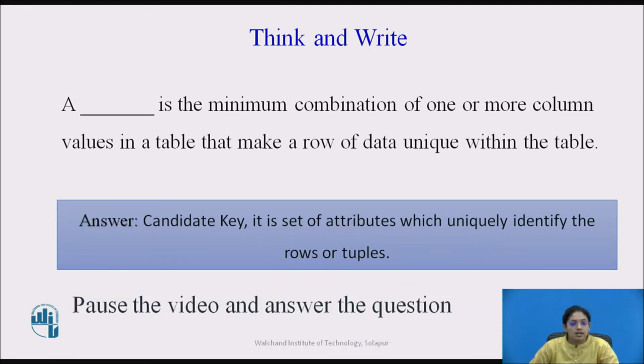The answer to the question is candidate key. It is a set of attributes which uniquely identify the rows or the tuples.